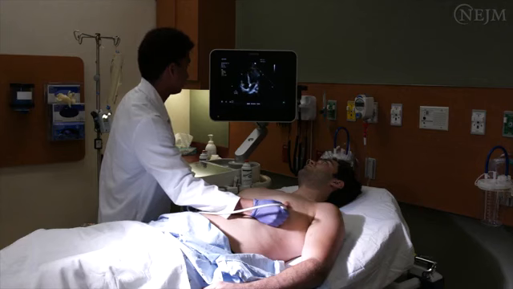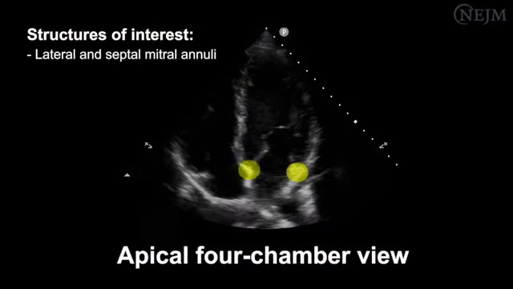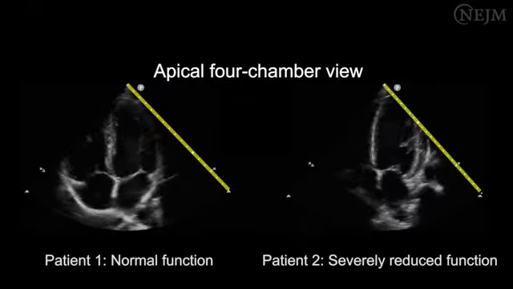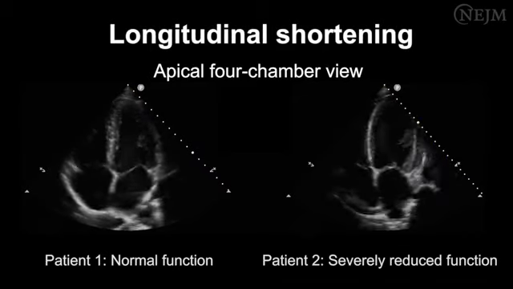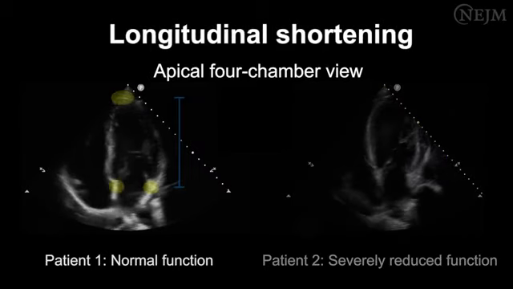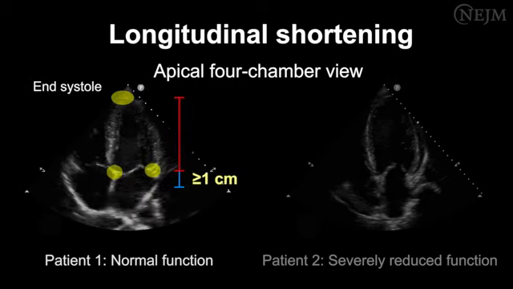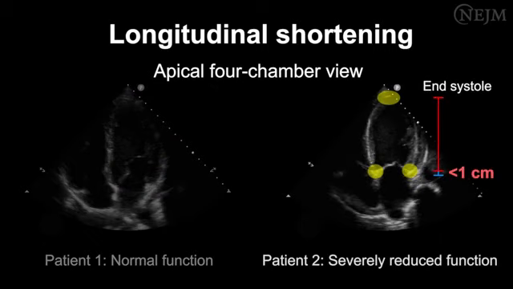In the apical four-chamber view, identify the structures of interest, including the lateral and septal mitral annuli, the apex, and the endocardial and epicardial borders. Using the ruler or M-mode vector line on the screen, evaluate longitudinal shortening. In patient 1, the difference between the maximum length and the minimum length is at least 1 centimeter, whereas in patient 2, the difference is less than 1 centimeter.